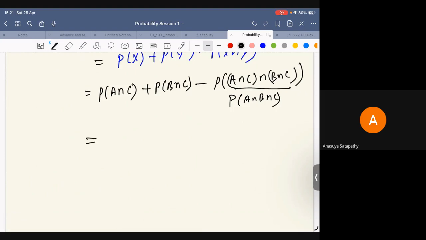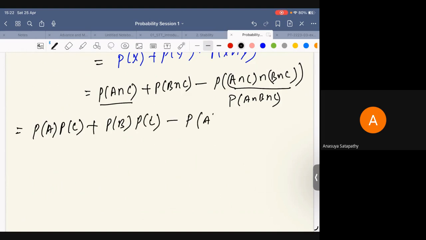So now what to do? You know that A, B, C, all three are independent. So apply the formula, they are independent. So probability of A times probability of C, probability of B times probability of C, minus probability of A times probability of B times probability of C.